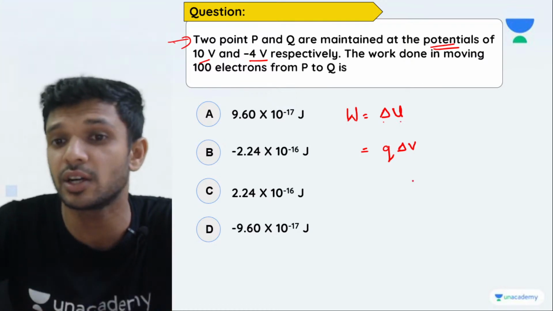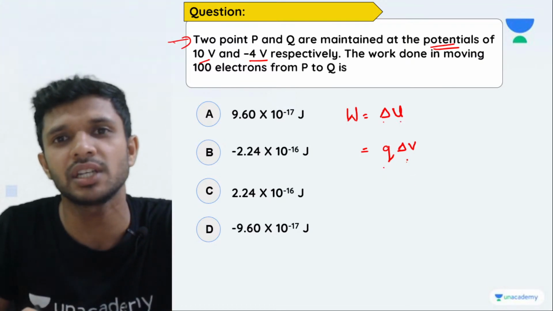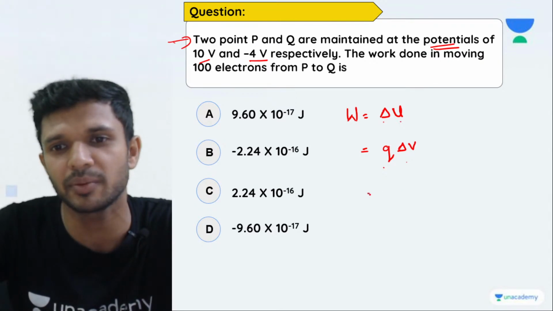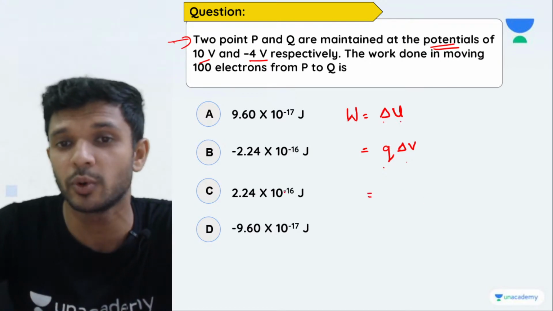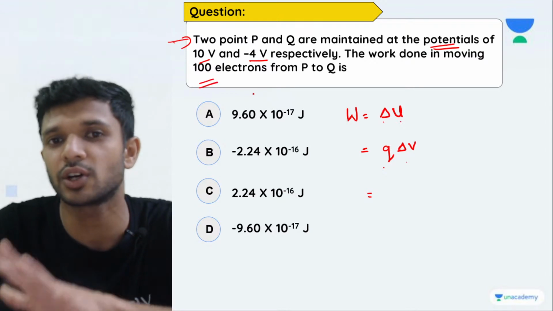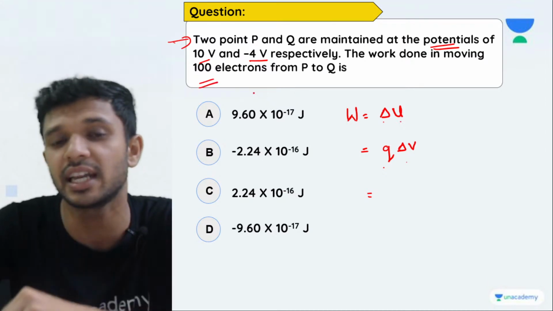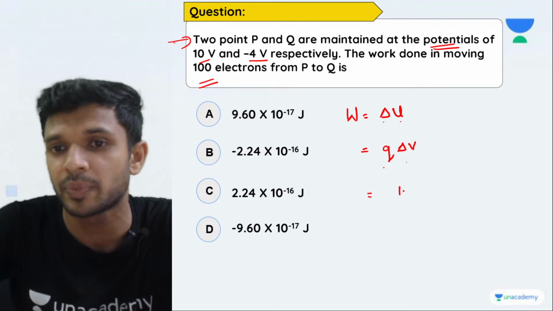Change in potential energy is equal to charge into change in potential. We already have learned that from the chapter. What is the charge? It is 100 electrons. It's not 1 electron, 100 electrons. What is the charge of 1 electron?